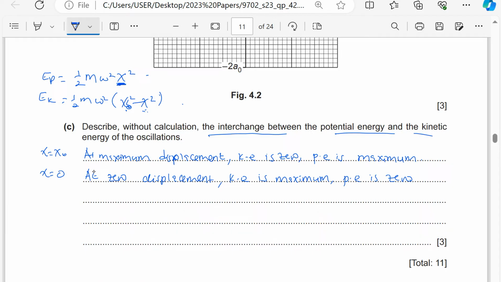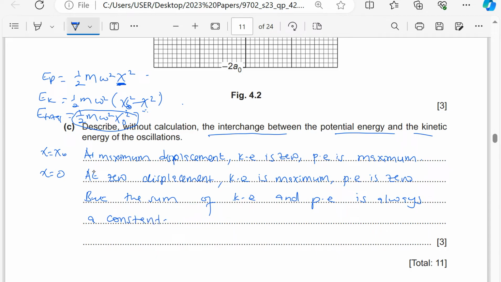But remember, the sum of the two will always be constant. What is the constant here? E total. When I add the two equations, I will get a half m omega squared x naught squared, where all these ones are constants. So the sum of kinetic energy and potential energy is always a constant.